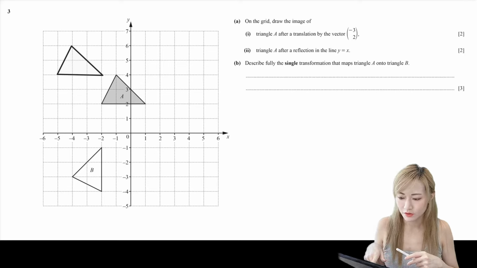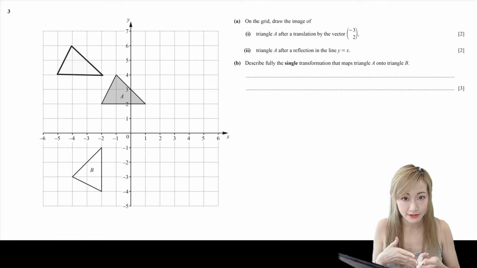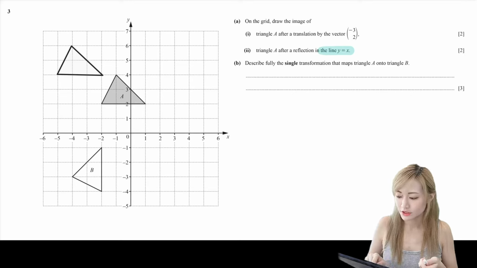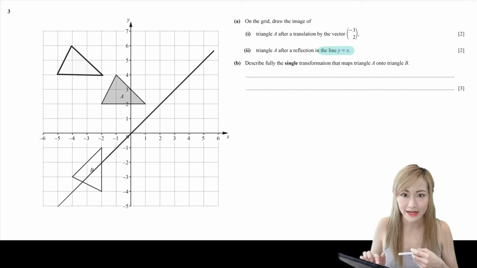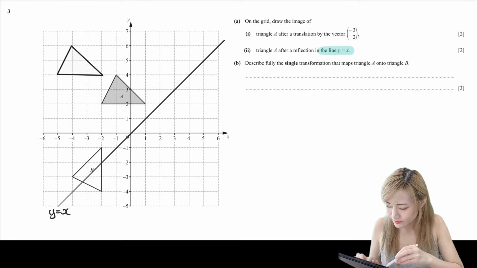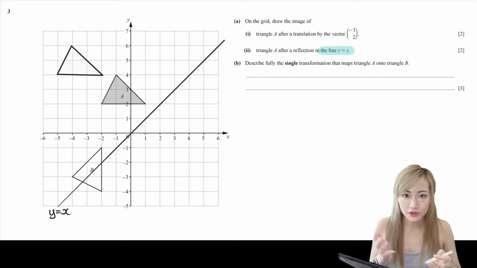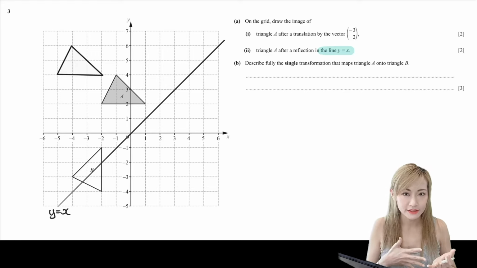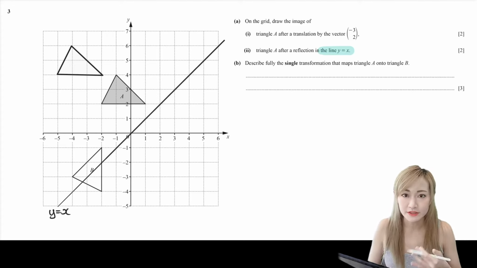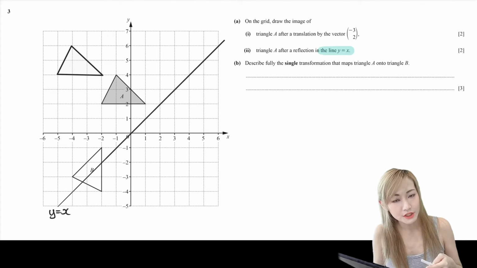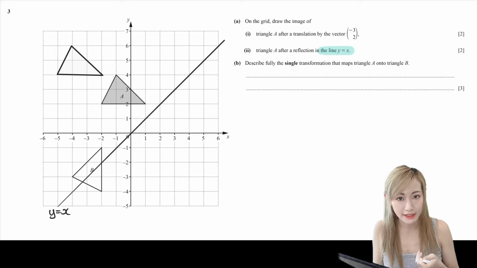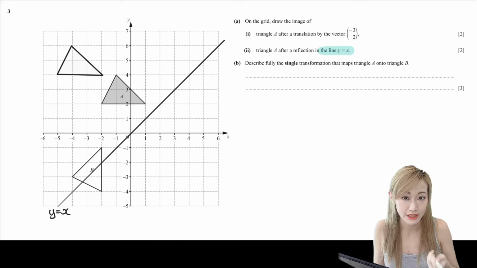Okay, then 2. Triangle A after a reflection in the line y equals x. So first, draw the line y equals x, which is diagonal across the middle of the axis. When you reflect shapes in diagonal lines, it's slightly difficult, but the concept is still the same. The perpendicular distance from the original shape to the line and the distance from the line to the new, reflected shape is still the same.